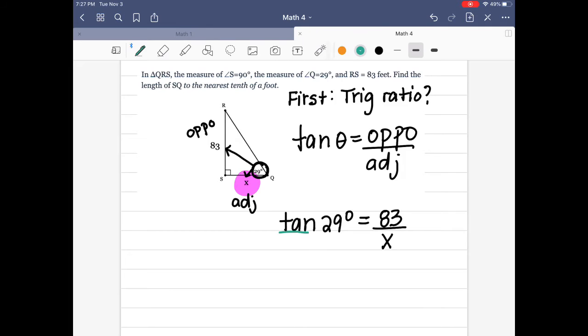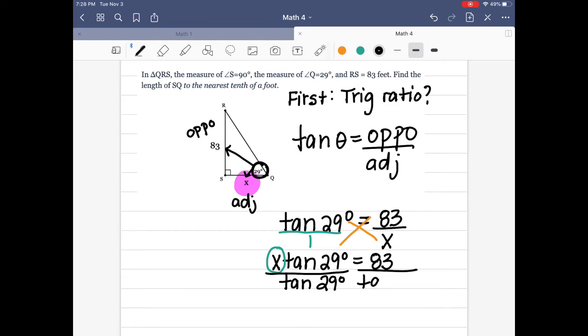So I'm going to put this over 1, and I'm going to cross multiply my top to my bottom, and then my other bottom to my top. So this is going to be x times the tangent of 29 degrees equals 83. Now we want to solve for x here, so we're going to divide by the tangent of 29.